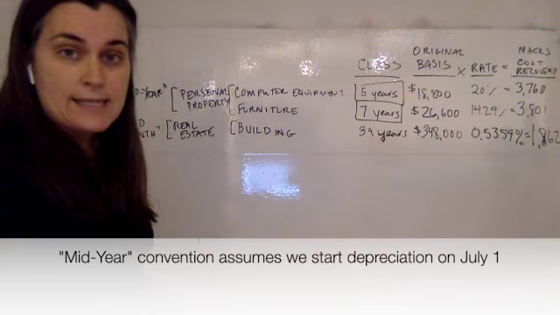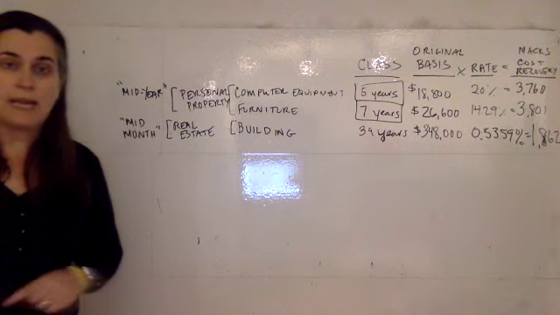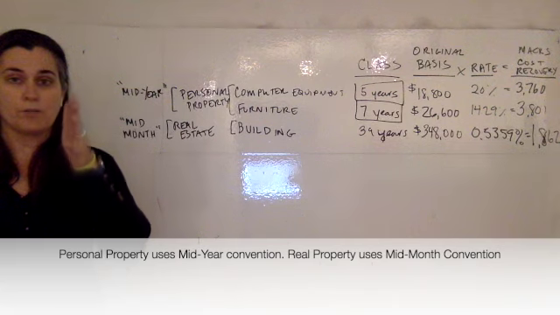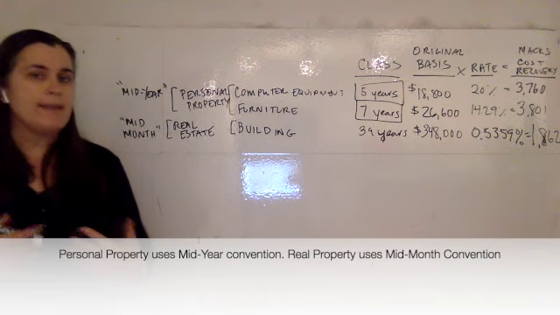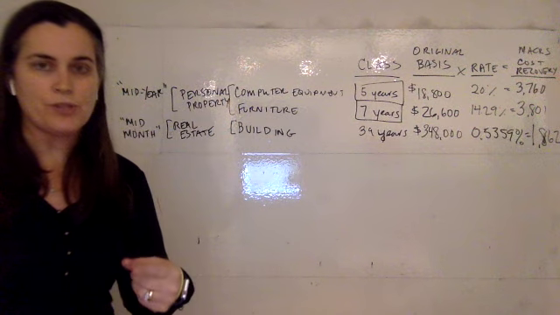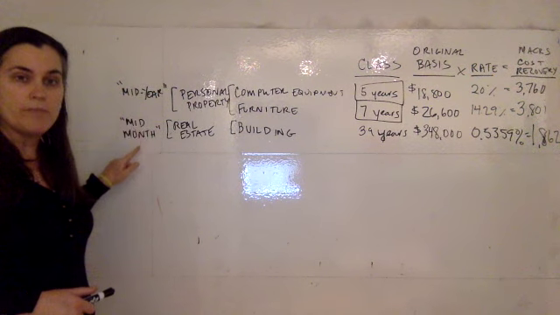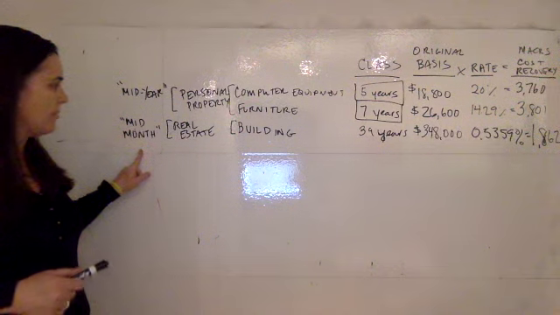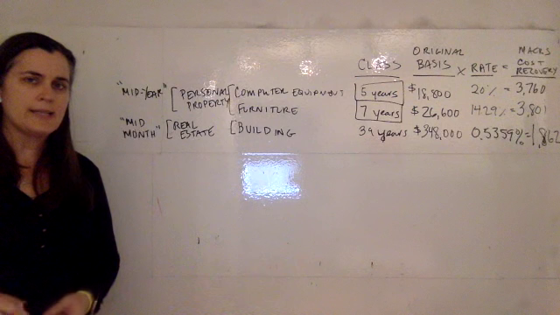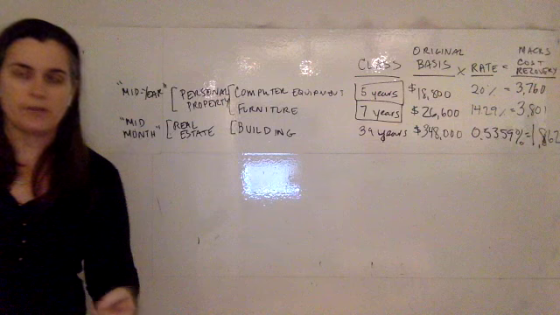Now, real estate is different. The rules are going to be different. We're going to assume a mid-month convention, meaning we're going to get specific to the actual month and then assume that the real estate was purchased in the middle of the month. These conventions matter because we're going to go to tax tables that the IRS gives us, and we're going to look at the mid-year convention tax table or the mid-month convention tax table. This will make more sense when we get to the actual table. What I want you to understand is that we are following a sequence of steps that the IRS gives us.